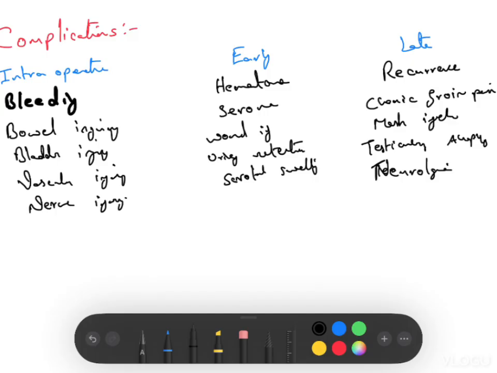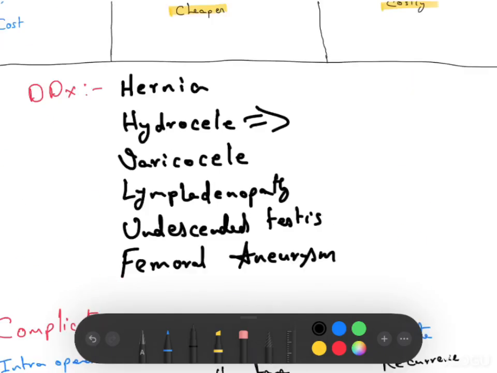So I took the history and examination, and the doctor asked for a diagnosis and management plan. The expected diagnosis is right indirect inguinal hernia. As I told you before, it is reducible, so I told him conservative management. Like that, the doctor can ask some questions, so we have to answer properly.